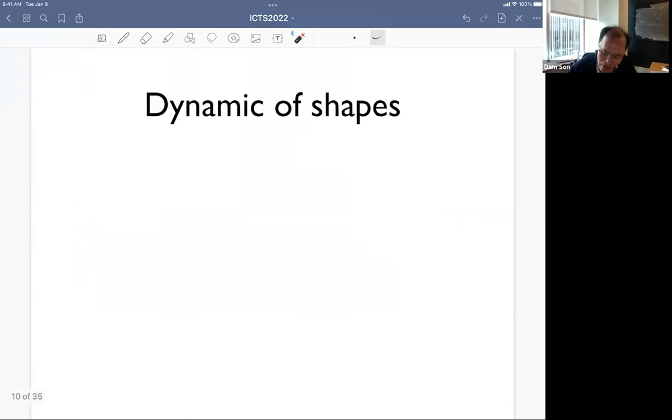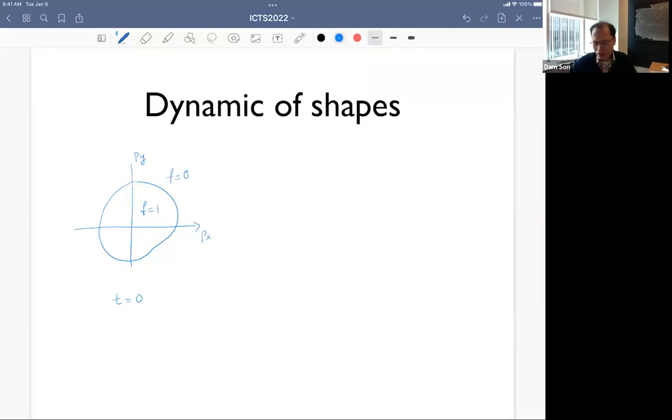Let me draw this picture here. Suppose at t equal to 0, we start from the initial condition in which we have a distribution function, which in momentum space looks like a function that is 1 inside a certain surface and f equal to 0 outside that surface. The picture drawn here has to be thought of as something that can also change in space. As we go from one x to another x, the shape of the Fermi surface can also change.